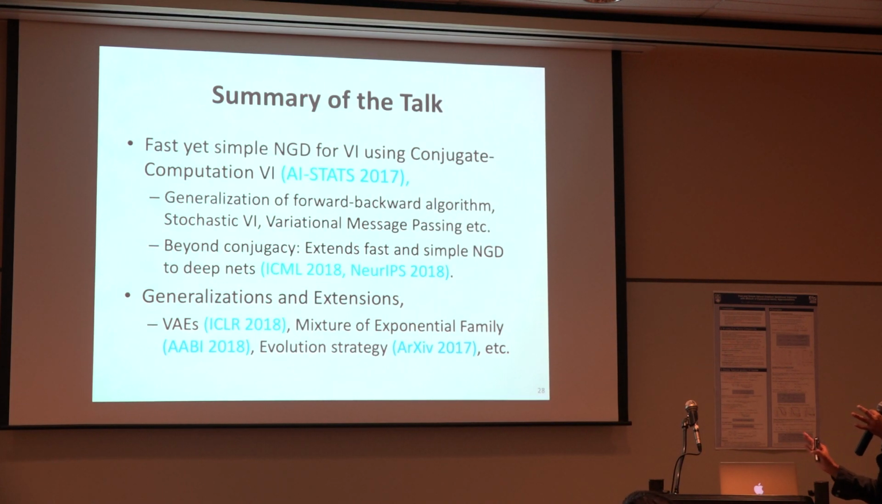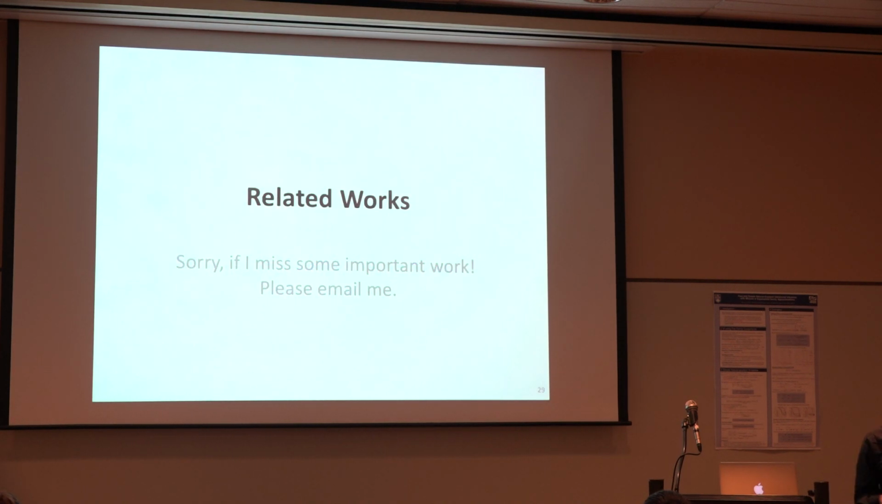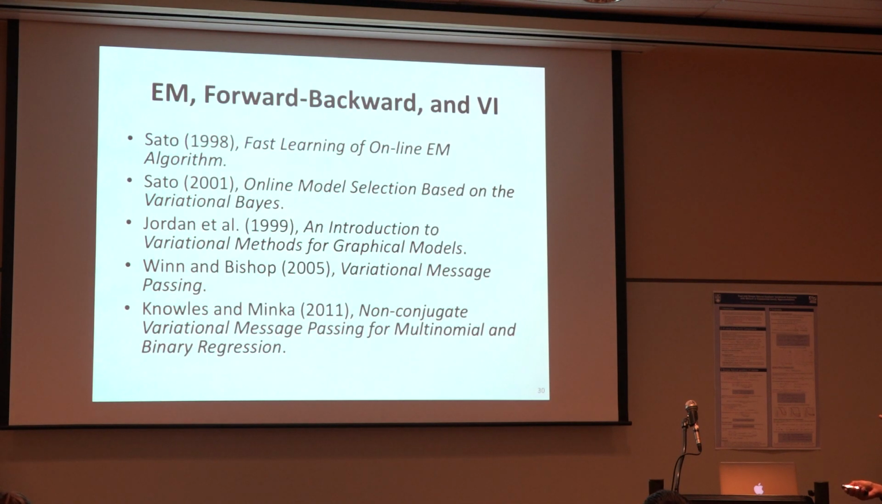Okay, so I'm going to really speed up. What I showed you in summary is fast yet simple natural gradient descent using this method called conjugate computation variational inference. When you give it a conjugate or conditionally conjugate model, it reduces to existing well-known algorithms. But for non-conjugate models, you can still apply it and get fast and simple natural gradient descent. And I talked about some generalization and extension. But what I really want to talk about is a lot of related work, but I have very little time. There's a lot of really amazing work that has been done, and our work builds upon that.